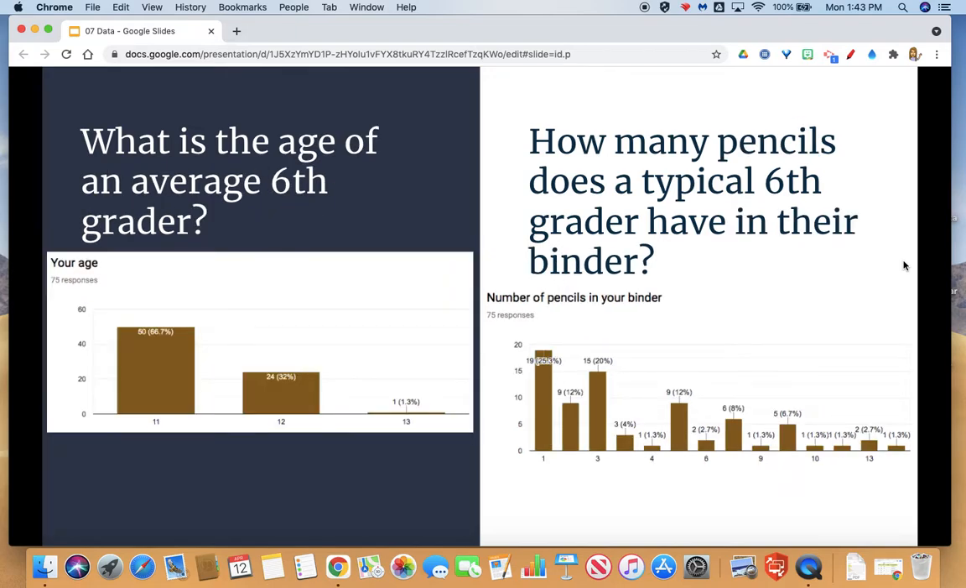What about this one? On the left, we have what is the age of an average sixth grader. Now that's numerical data. Do we have a lot of variety there? No, because most sixth graders are 11 or 12.